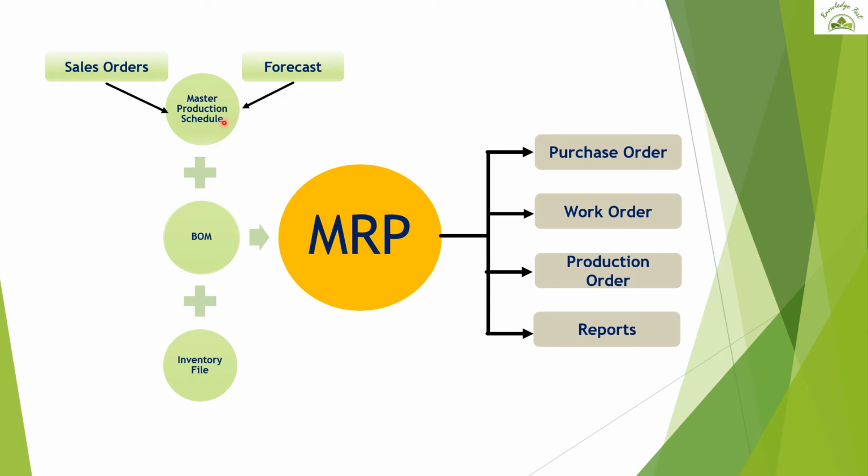So all this information will be contained in the master production schedule. Now let us understand what is BOM, a bill of material. BOM, or bill of material, essentially consists of the product structure, right?